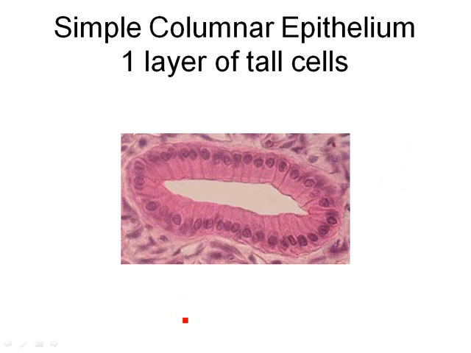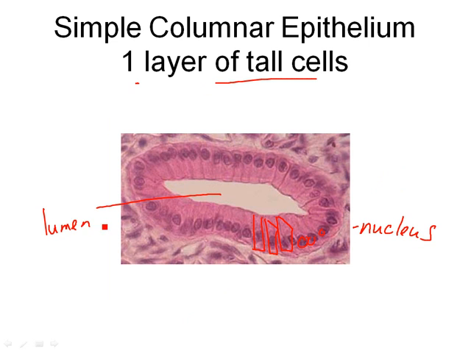Okay, so now you have simple columnar epithelia. So we've had simple squamous, simple cuboidal, simple columnar. So you have one layer of tall column-shaped cells. So these are one layer of these tall column-shaped cells. Again, you can see the nucleus. The space inside, again, you're looking down at the tube. The space inside is called the lumen. So this would be the apical side. And this would be the basal side.